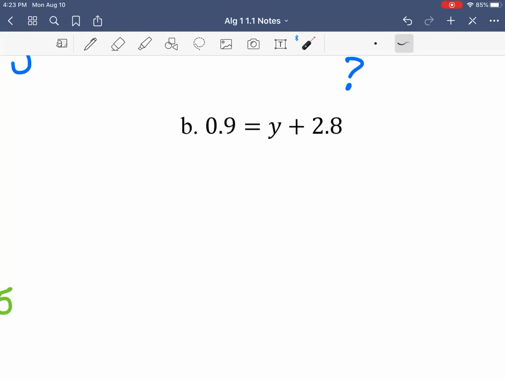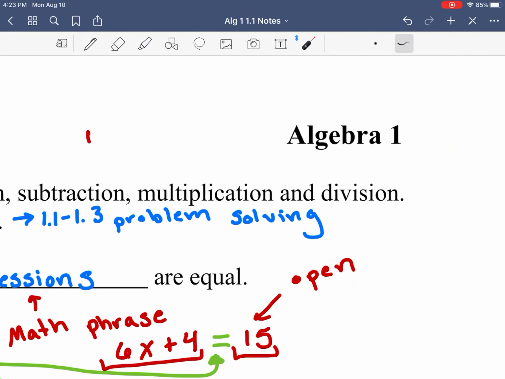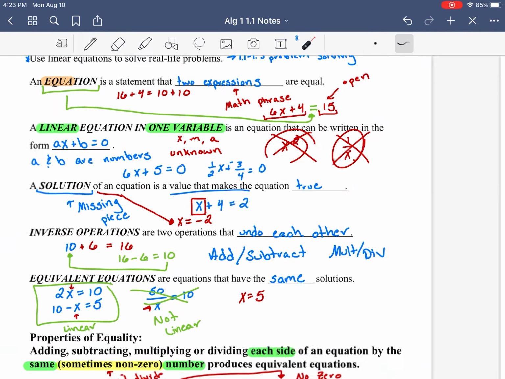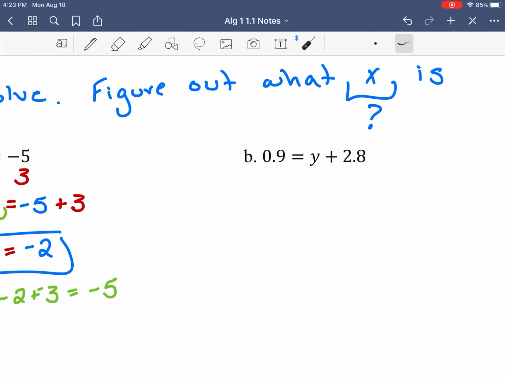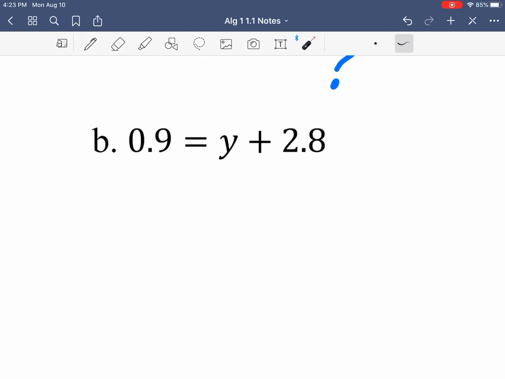We want to figure out where's my variable in here? Well, there it is. What's going on with my y? Well, on the same side of my y is an add 2.8. So I want to get rid of an add. We think back to what's my inverse of add? The inverse of add is subtract. So to get rid of an add 2.8, again, my goal is to get that y by itself. I want to subtract 2.8.